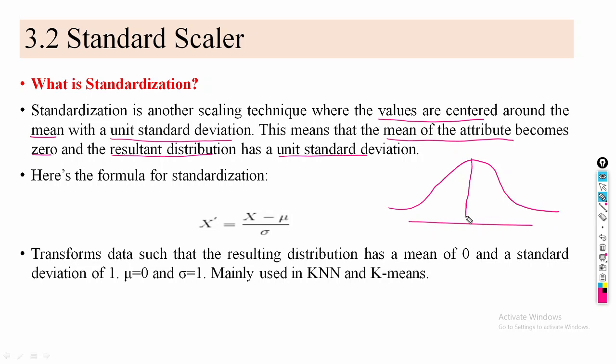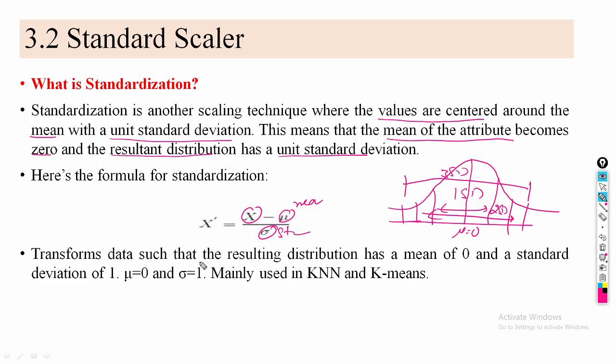In this normal distribution, the mean will be 0, and this is the first standard deviation, this is the second standard deviation, and this is the third standard deviation. Here this is the x value, this is the mean value, and this is the standard deviation.